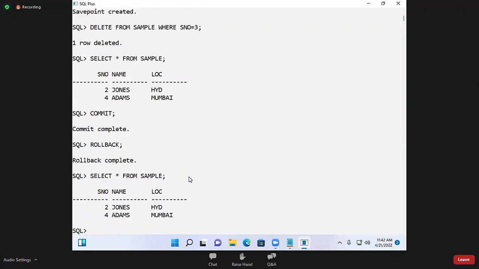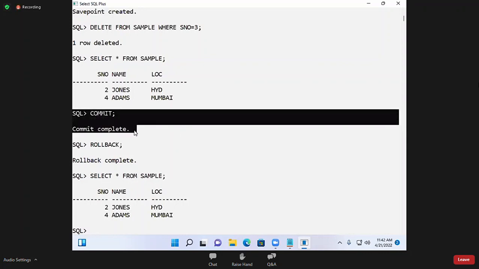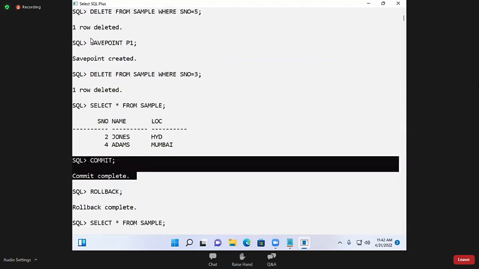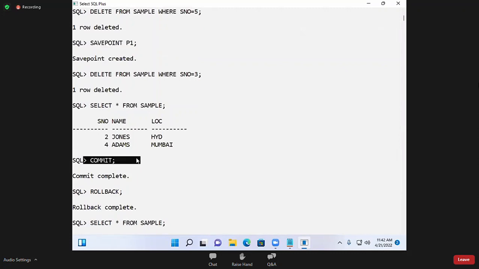Got it? No. Where is your 1? Where is your 3? Where is your 5? Is it there? No. Why? Because we already committed. Understand? So after a savepoint also, if I do commit, then it is committed only. There is no special case here. Understand? Yes. So this is what rollback and commit do.